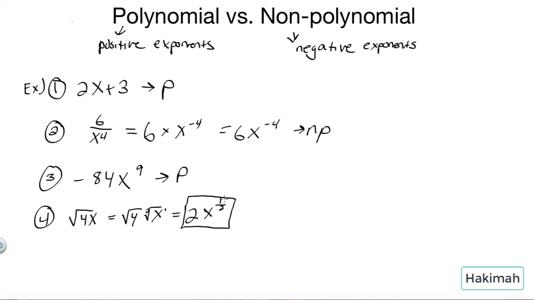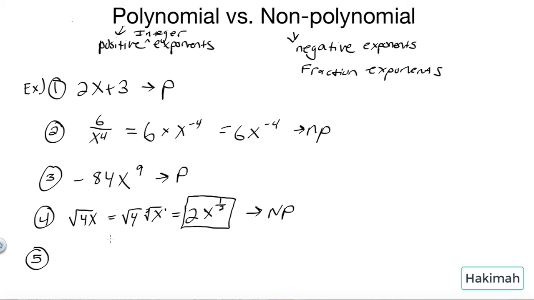As you can see here, we have a fraction exponent. Non-polynomials have fraction exponents. Polynomials have positive integer exponents. Very important. In this case, we have a fractional exponent, which means this is clearly a non-polynomial.